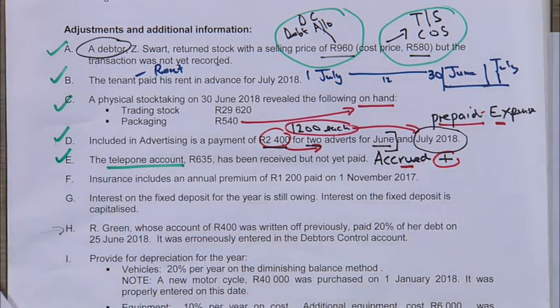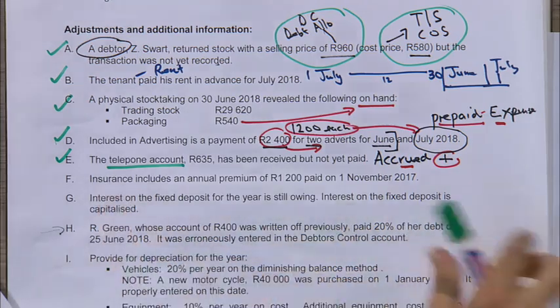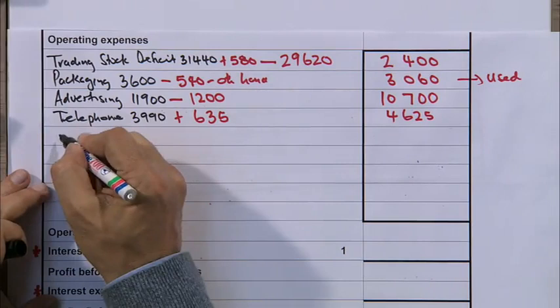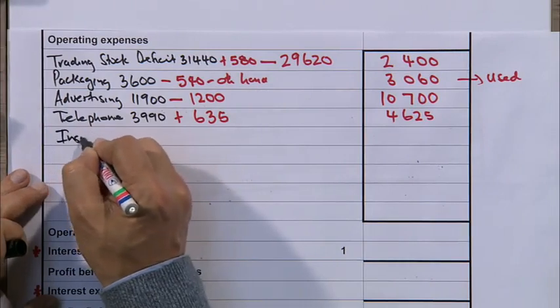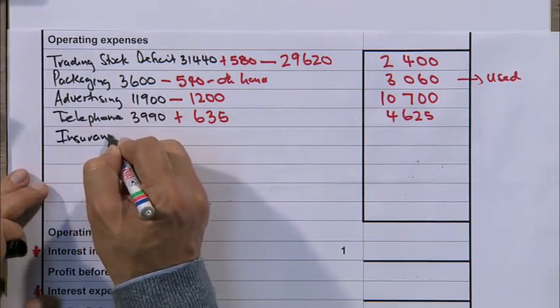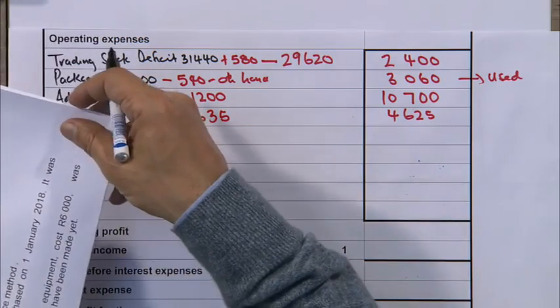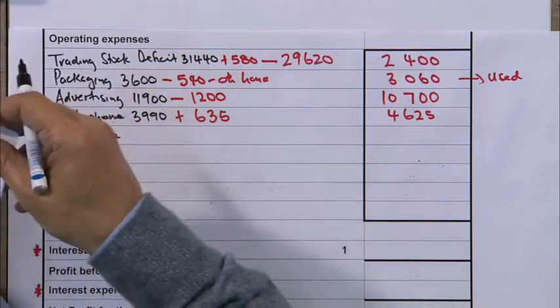Okay. In adjustment F, it's talking about insurance. So the first thing I do, I go write in my insurance in my income statement. So it's insurance, and my opening total for insurance is 5,300.